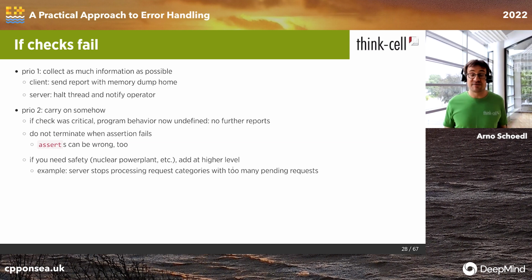Now, if you need some safety, if you say, oh my God, if the assertion fails, that may indicate that my data got corrupt or that my nuclear power plant melts down, you need to add that at a higher level. So, for example, what we do for the server is you stop processing certain categories of requests if the handler for that request repeatedly stopped working. And that may mean it either went into an infinite loop or it stopped working because it's waiting for the developer. Remember, when an assertion fails, we'll stop the thread.